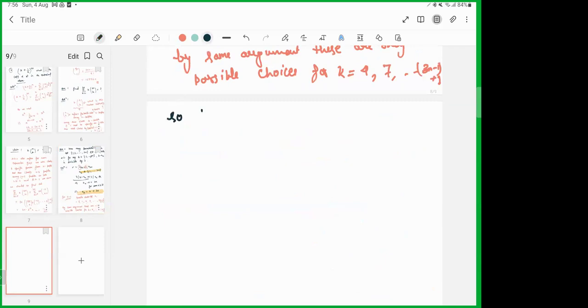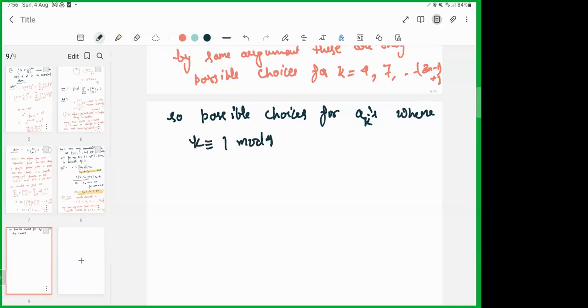So let me write: possible choices for numbers AIs, where k is congruent to 1 mod 3, equals m factorial.